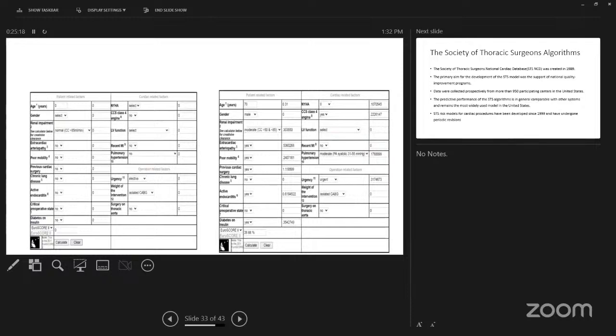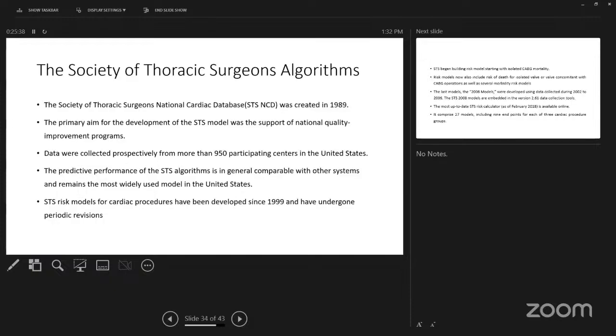As we see in this slide, this is the calculator of the EuroSCORE 2. You put in the variables and the risk factors of your patient, then it gives you a percentage. If it's above 20%, it is considered high. If it's less, no. Then we'll move to the STS algorithm.